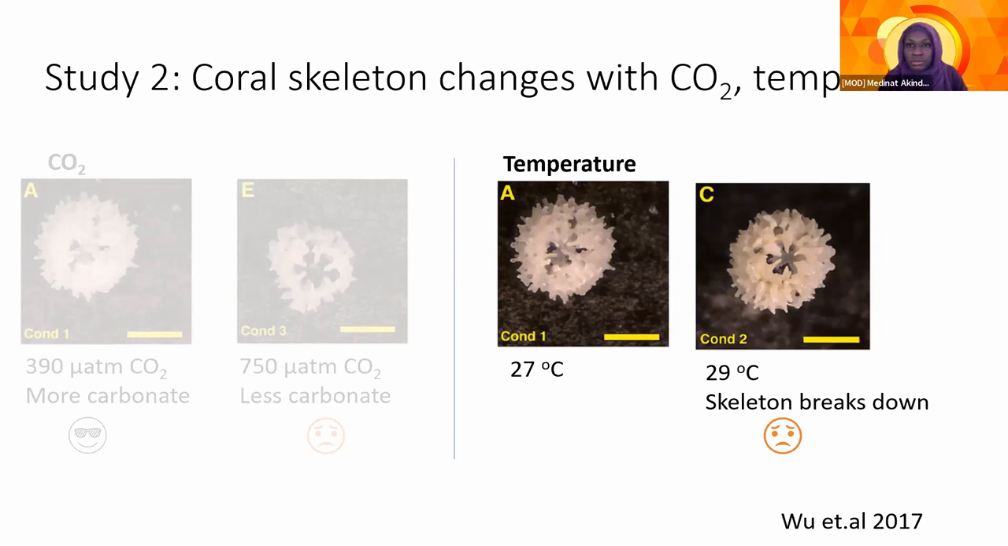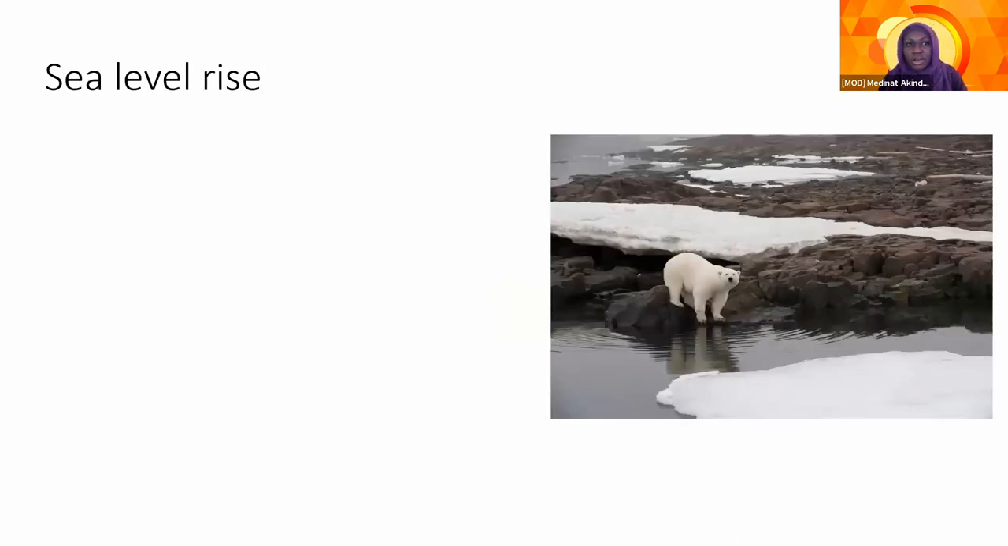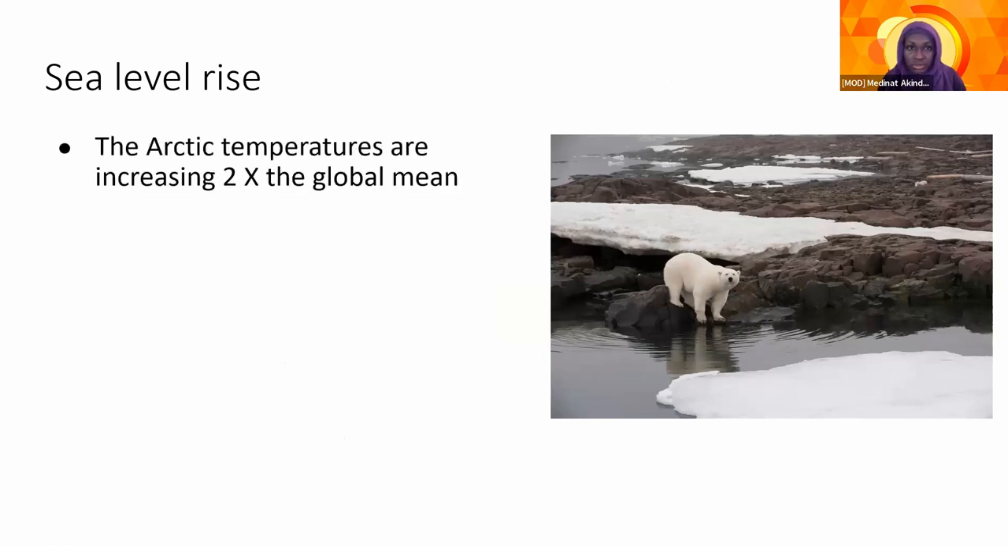Corals are not the only organisms that are impacted by temperature. Polar bears are also very affected by the rising temperatures. Temperatures in the Arctic are increasing twice as fast as the global average. So this leads to ice sheets melting, and that leads to sea level rise.